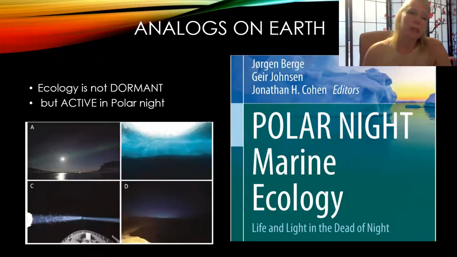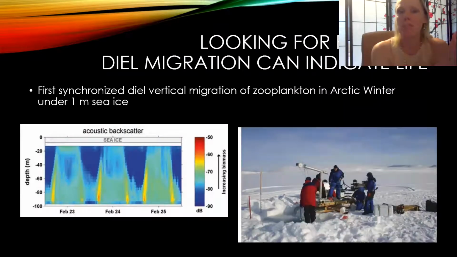We also can measure light itself at really low levels. This is a new book by my colleagues in Norway, Jürgen Berge, Geir Jonsson, and Jonathan Cohen, who were the editors. It has a lot of interesting things showing that ecology is really not dormant, but quite active in the polar night. As these processes happen, this is an acoustic sensor, but they have a lot of technology for looking down into the dark ice-covered oceans.